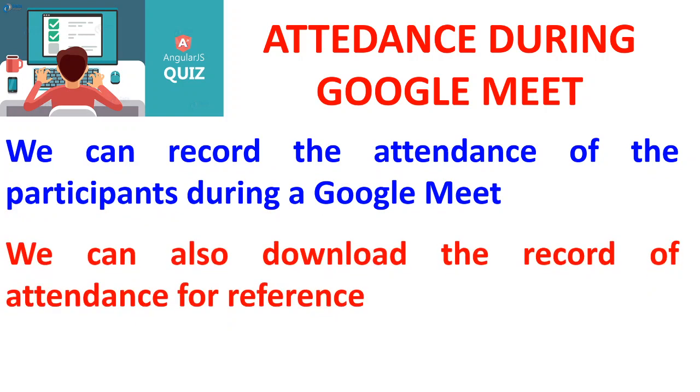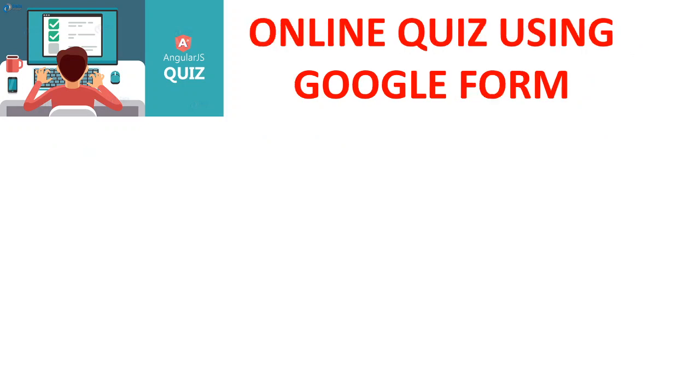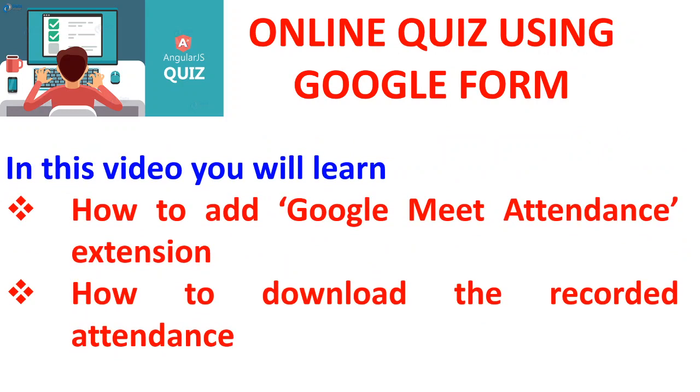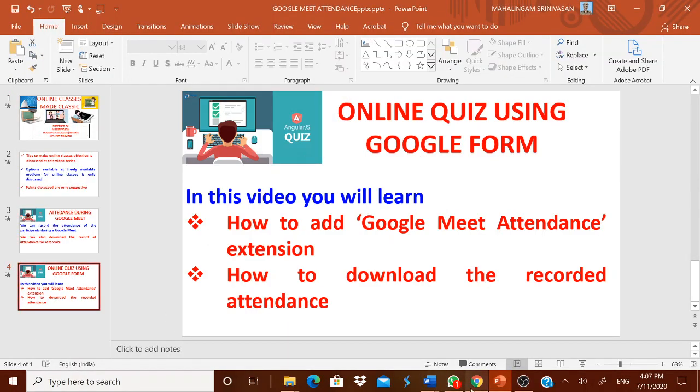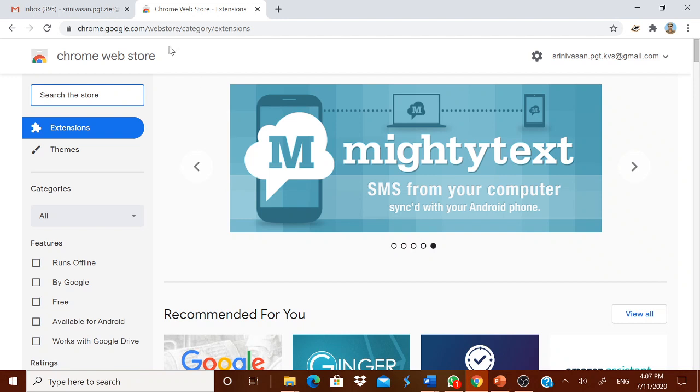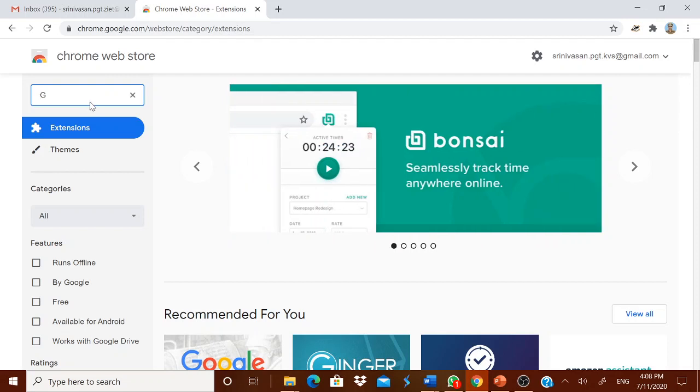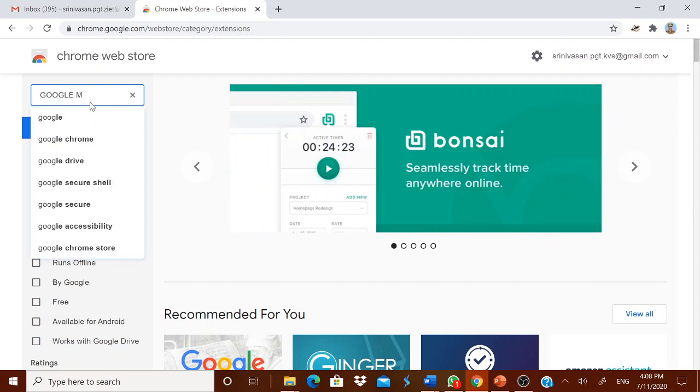Google Meet gives an extension for this. We can also download the record of the attendance for reference. In this video, you will learn how to add the Google Meet attendance extension, then how to download the recorded attendance for reference. For that, in your Google Chrome, you open chrome.google.com/webstore. In that, you type Google Meet attendance.